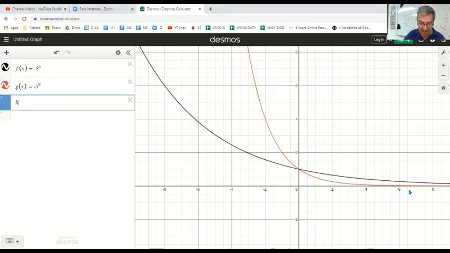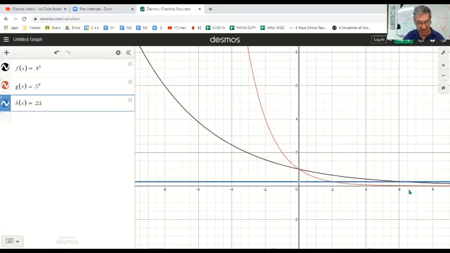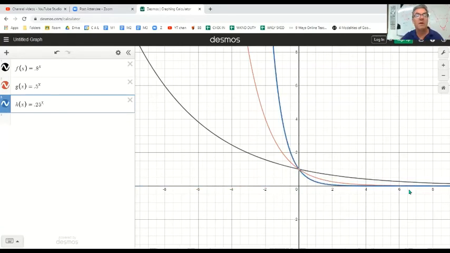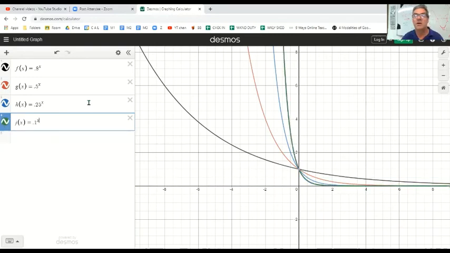Let's try one more. Let's try h of x equals 0.25 to the x power. And check that out. This one is even more steep. It's dropping really fast. And then let's do one last one. J of x equals, let's try 1/10, 0.1 caret x. And check that one out. That's the green line. This one is nice and big when x is negative, but when x goes positive, this one just drops down to 0 almost right away.